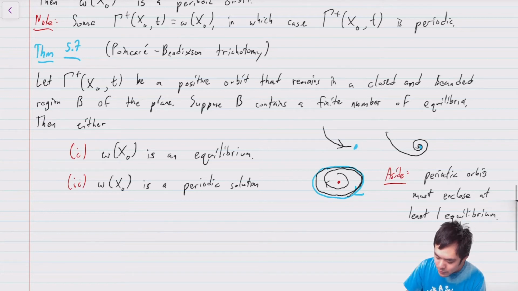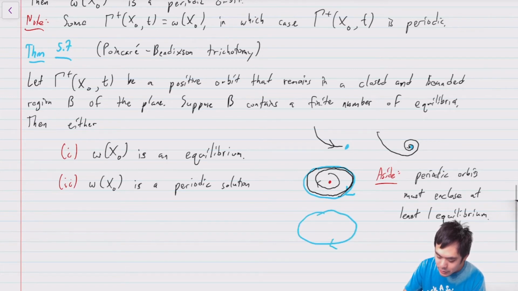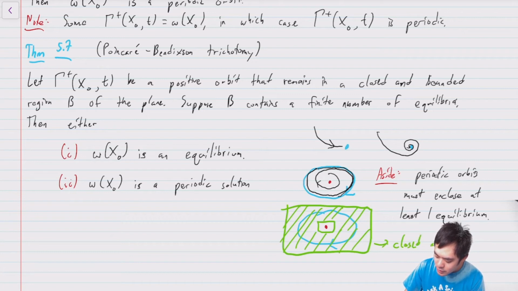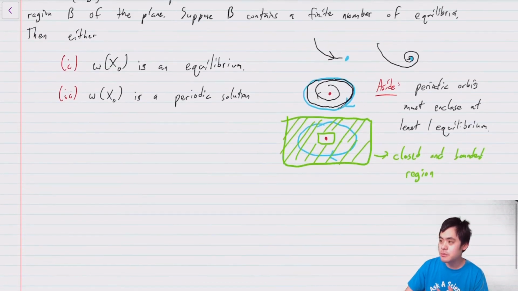So if you have a periodic orbit, let me actually draw that again. You have this periodic orbit here, and you have some equilibrium. What you have to do is excise these two, and then in the region between them, this is a closed and bounded region. If you have some positive orbit that remains in that region, then there has to be a periodic orbit, because there is no equilibrium for it to go to.